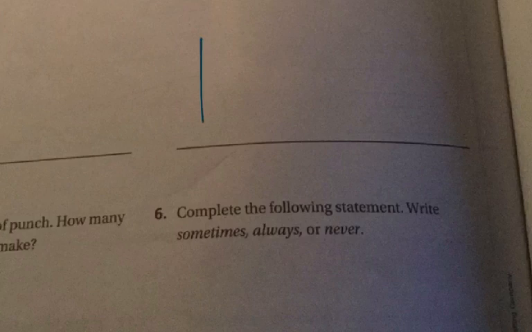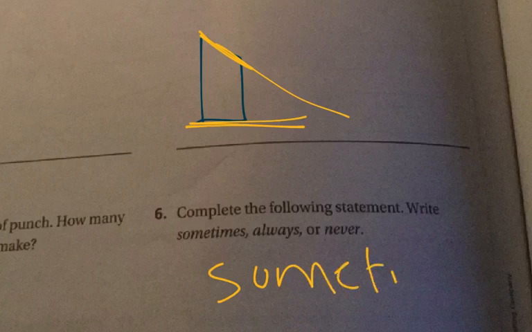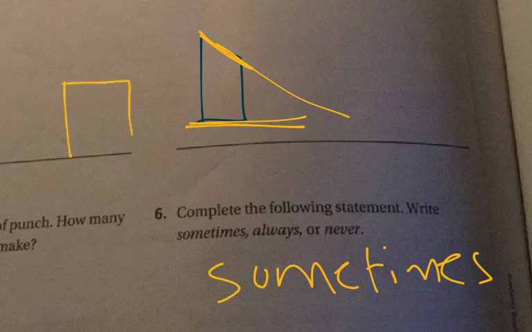Remember, we said a trapezoid, this is not a parallelogram because these are not parallel. But a trapezoid has at least one pair of parallel lines, so sometimes it is a parallelogram, so the word would be sometimes. Technically this would be a trapezoid because it has at least one pair of parallel lines, but it is also a parallelogram because it has 2 pairs of parallel lines. So sometimes a trapezoid is a parallelogram.